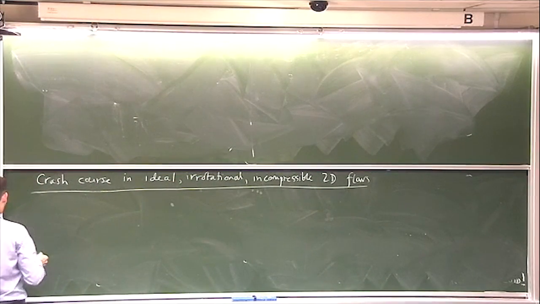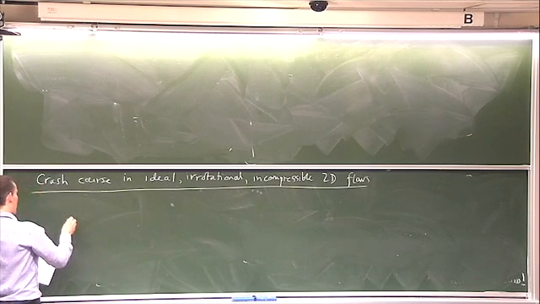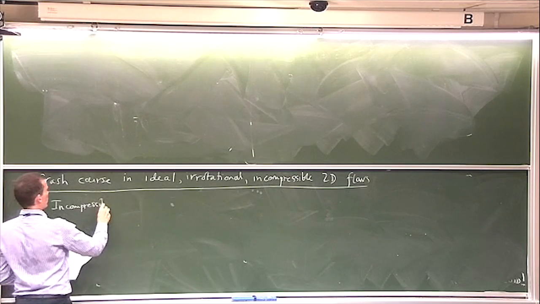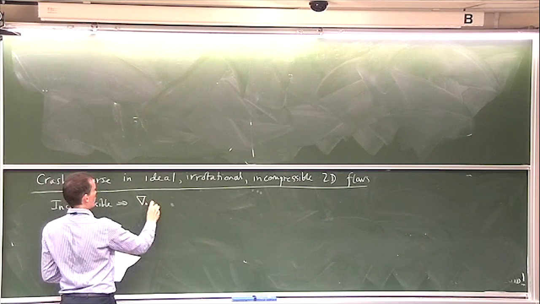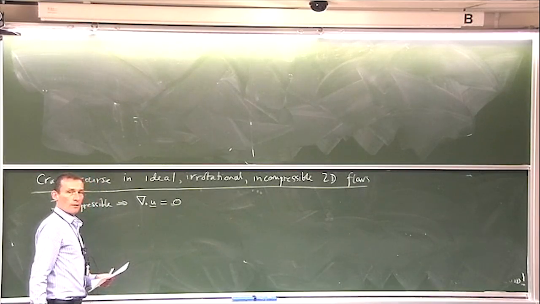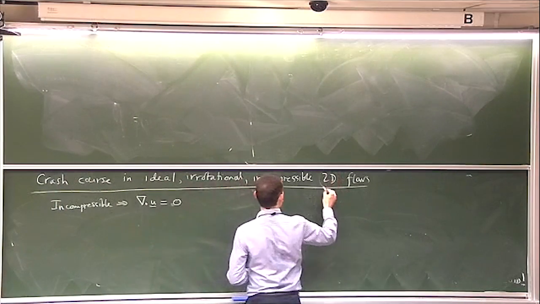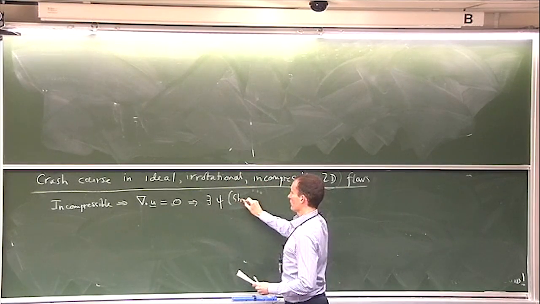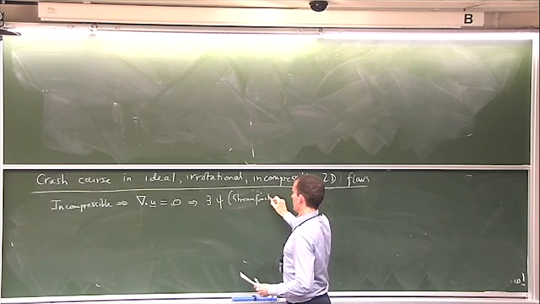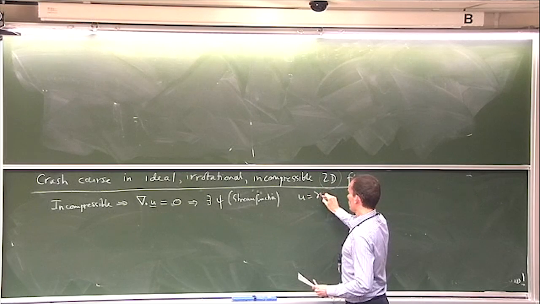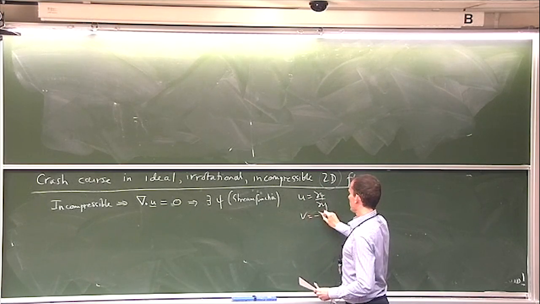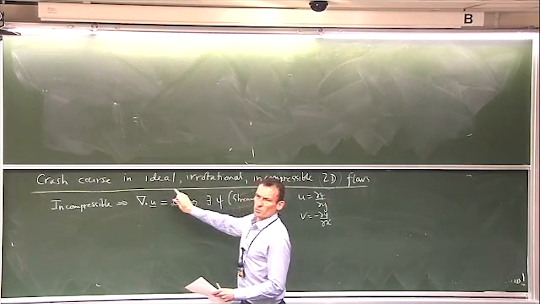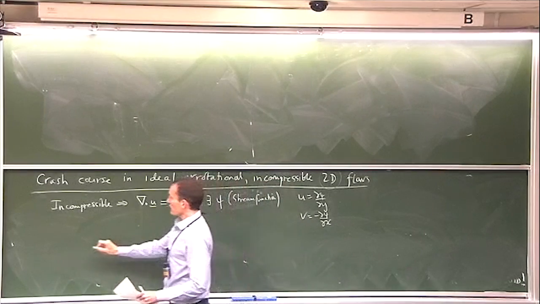So I'm going to summarize the whole course in two lines. Incompressible implies that the divergence of U is zero in two dimensions. And we've already seen that we can introduce this stream function, with U being the y derivative and V being the negative x derivative. Ideal just means that there's no viscosity. So we haven't done irrotational yet.